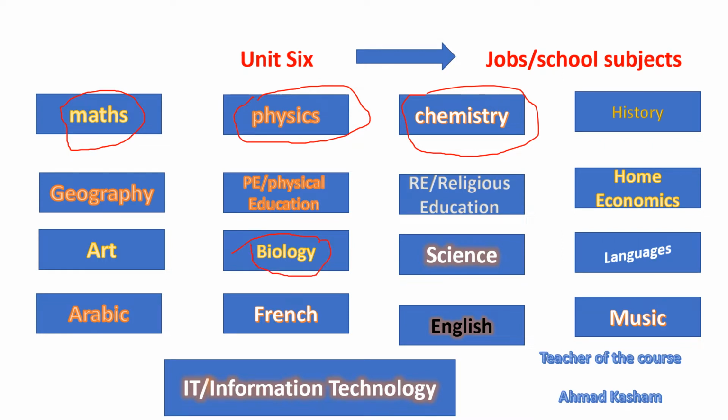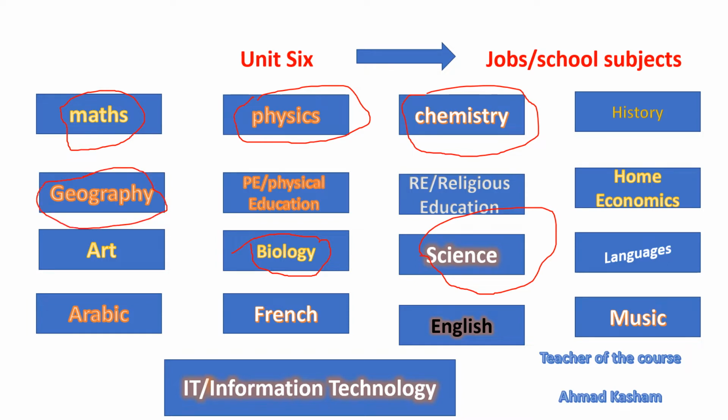My students, physics, chemistry, and biology, these three subjects are science. So, science could include physics, chemistry, and biology. Now, after chemistry, we have history and geography.